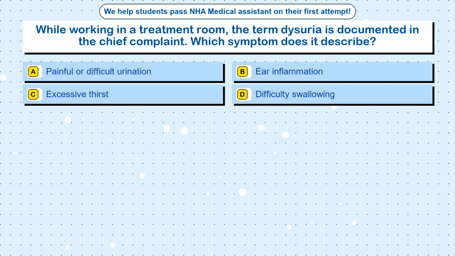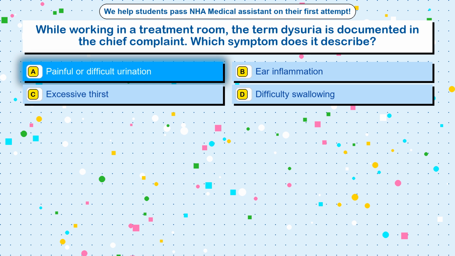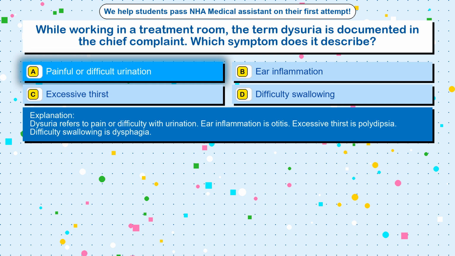Question 100. While working in a treatment room, the term dysuria is documented in the chief complaint. Which symptom does it describe? Option A. Painful or difficult urination. Option B. Ear inflammation. Option C. Excessive thirst. Option D. Difficulty swallowing. The correct answer is option A. Painful or difficult urination. Dysuria refers to pain or difficulty with urination.